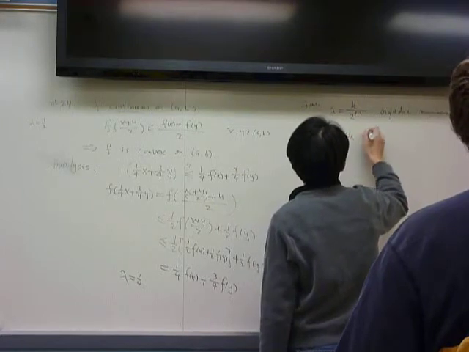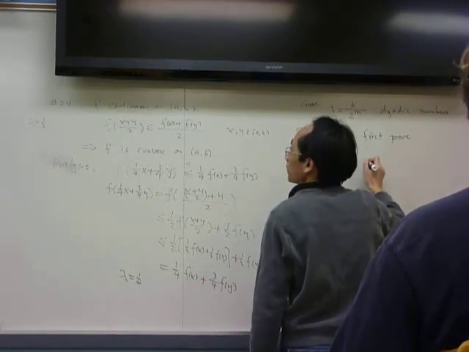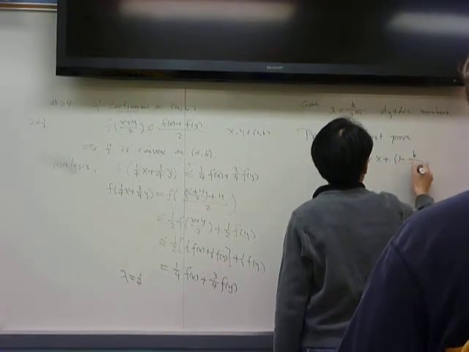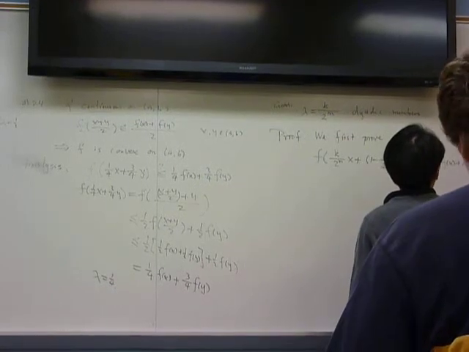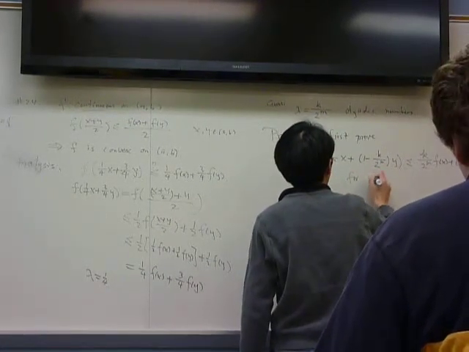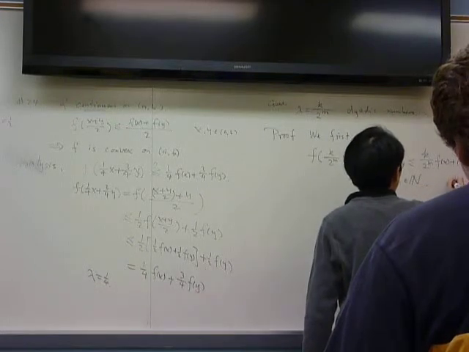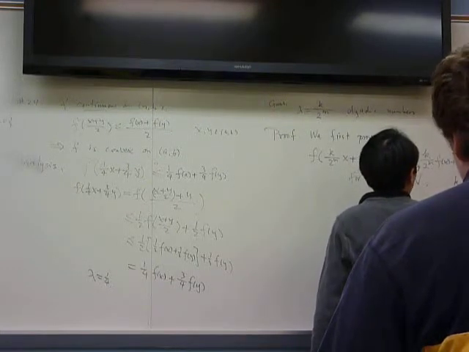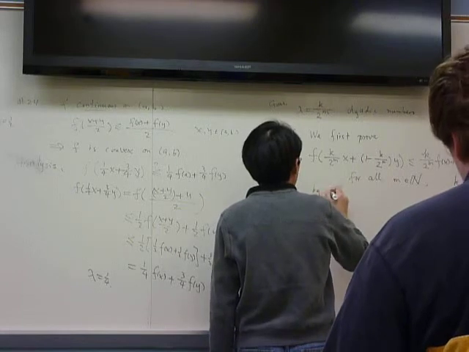We first prove f of k over 2 to the m x plus 1 minus k over 2 to the m y is less than or equal to k over 2 to the m f of x plus 1 minus k over 2 to the m f of y, for all m any natural number, and k an integer that could be 0, 1, 2, up to 2 to the m.